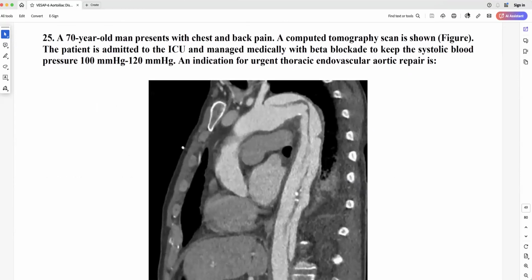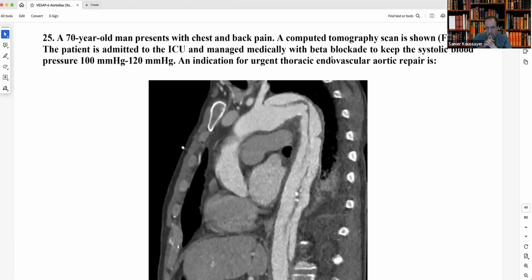Oh, sorry. A 70-year-old man presents with chest and back pain. CT scan is shown. The patient is admitted to the ICU and managed medically with a beta blocker to keep the systolic blood pressure 100 to 120. What is an indication for urgent thoracic endovascular aortic repair? As you see in the image, it is a type B aortic dissection at the level of the subclavian.